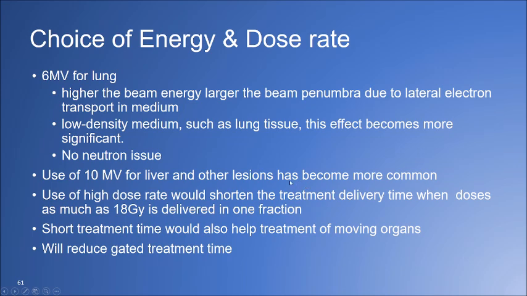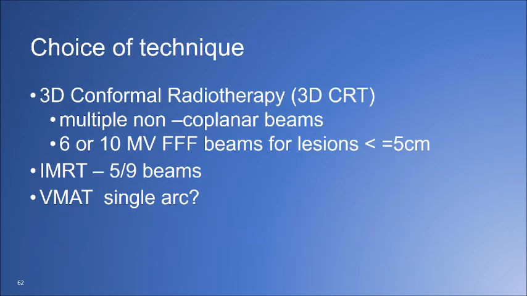Use of a high dose rate would shorten the treatment delivery time, and as much as 18 gray could be delivered in one fraction. This was one of the advantages. A short treatment time also helps with moving organs, so that's another advantage of higher dose rate. You can finish the treatment much faster, which reduces the gated treatment time. As I said, the choice of technique is 3D conformal with multiple non-coplanar beams, 6 or 10 MV for lesions less than 5 centimeter. IMRT with 5 or 9 beams. For VMAT you can use a single arc preferably, because you don't want a longer treatment time, but some people may even use multiple arcs.